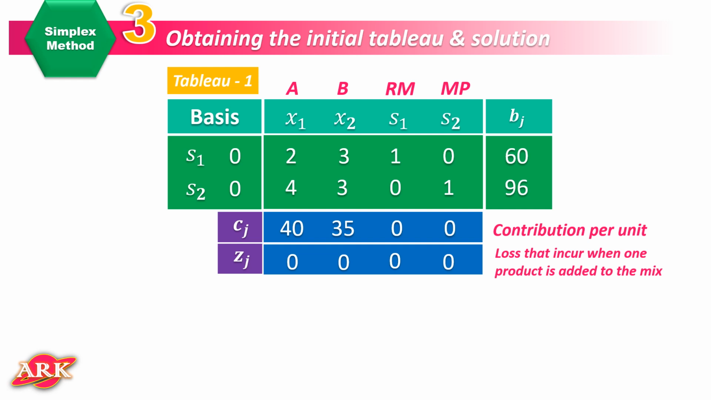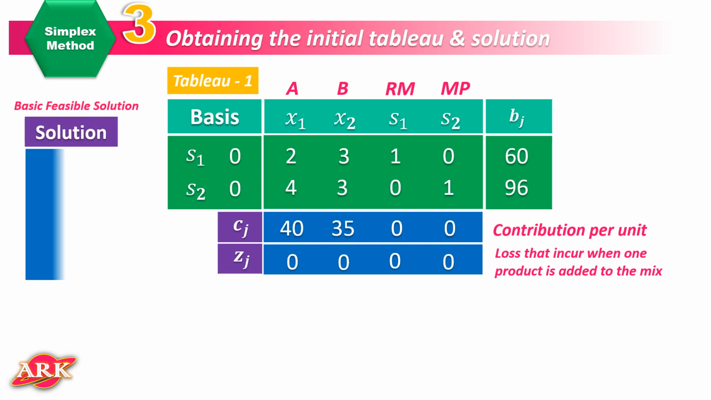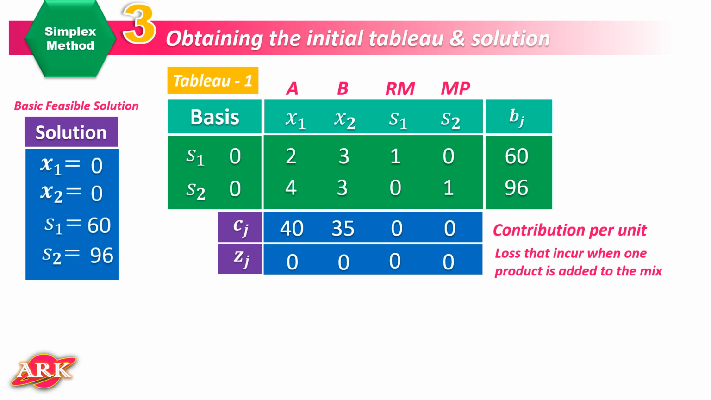These values represent the loss that we need to incur when one product is added to the mix. What does it mean? For this, we need to understand using the basic solution. You can see here the basic solution is x1 is equal to 0 and x2 is equal to 0, s1 is equal to 60 kg and s2 is equal to 96. We know that s1 and s2 are the slack variables which represent the unused raw materials. This basic solution is saying that we are not allocating any of the resources to produce any of the units of A or B. That means we are completely not using the raw materials.